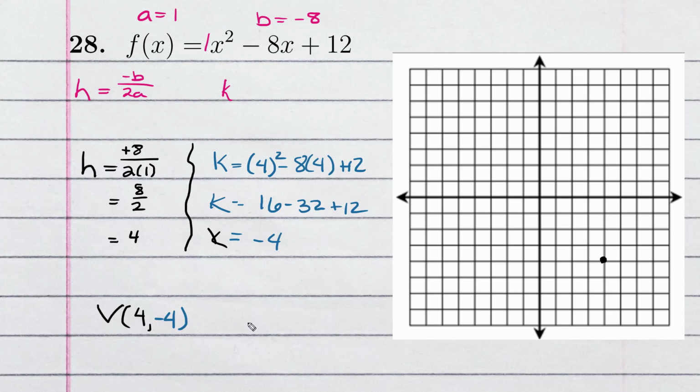I have my vertex. Next thing I need to do is use that table. 1, 3, 5. Remember, I'm multiplying by my A, so 1 times each of those things. So step out 1, go over 1. Step out 1, go over 3. And then I have my graph.